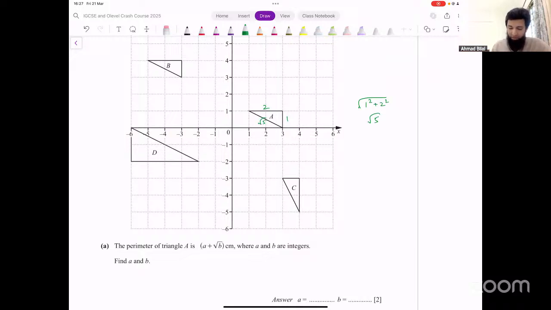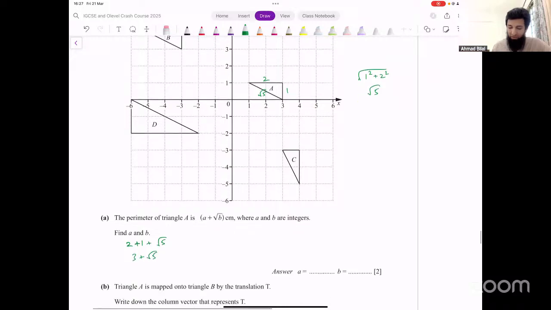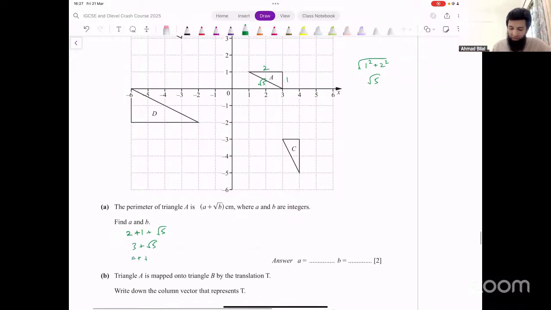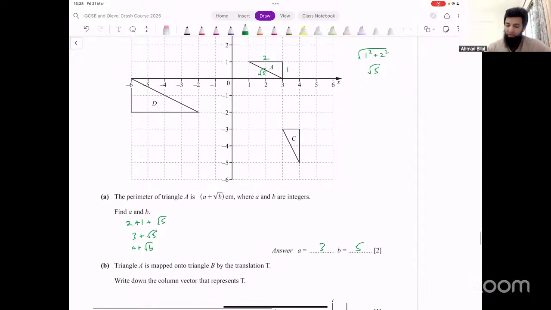So what's the perimeter going to be? 2 plus 1 plus square root of 5, and that gives us 3 plus square root of 5. Compare that with A plus square root of B. What's the value of A that we get? A is 3, B is 5. Okay, that's the first part. That's simple trigonometry, just Pythagoras basically.